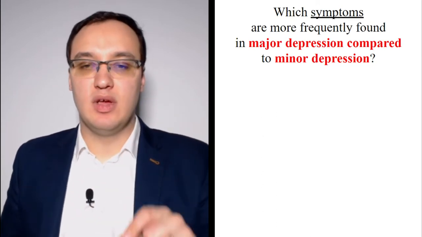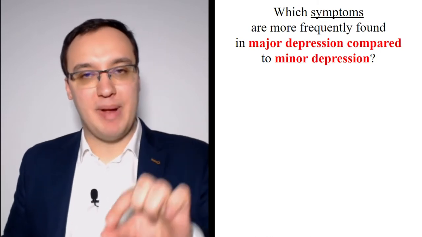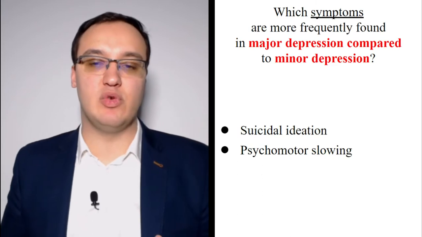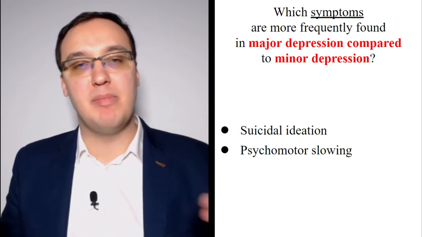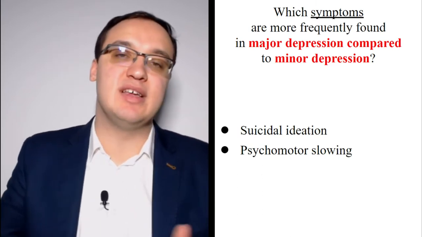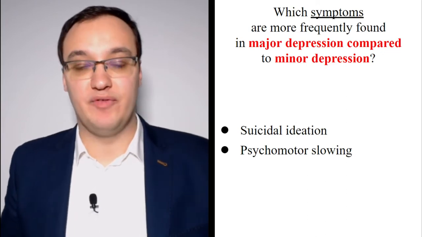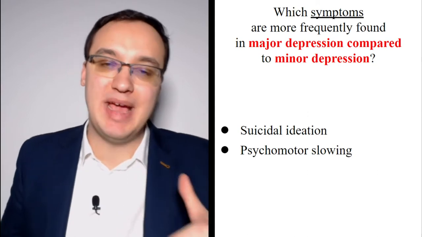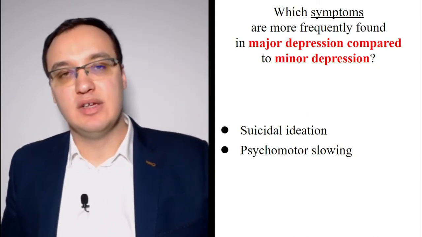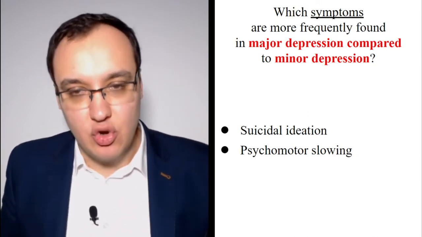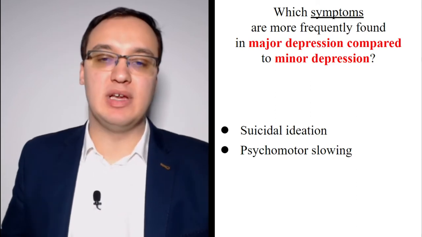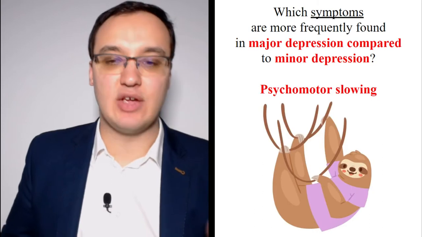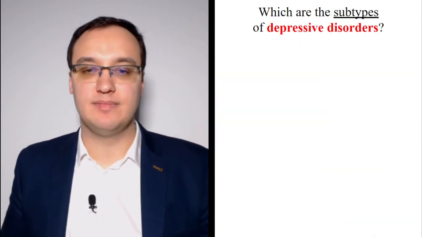When you're dealing with these simple symptoms, the most frequently found compared to minor depression are suicidal ideation and psychomotor slowing. The difference between major and minor is just the degree of depression, how severe it is. Minor depression is not so severe. Major depression is very, very severe. So suicidal ideation and psychomotor slowing is more common in major depression. You're too slow, as we said.